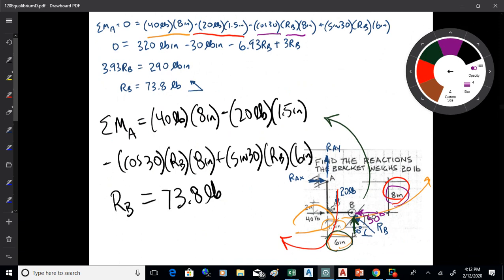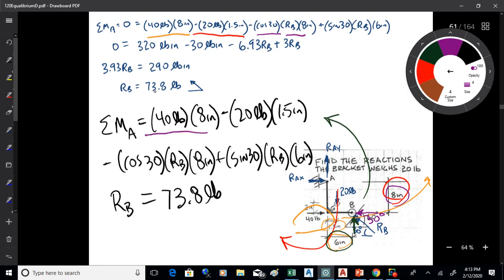All right, then we took a moment about A. Now when we do that, we just account for each of the forces acting there. We've got the 40 pounds to the left, we've got the 20 pounds in the middle, and we have RB. Those are the forces to account for. So when we sum moments about A, we just account for those things. So what we're doing is combining forces with moment arms.